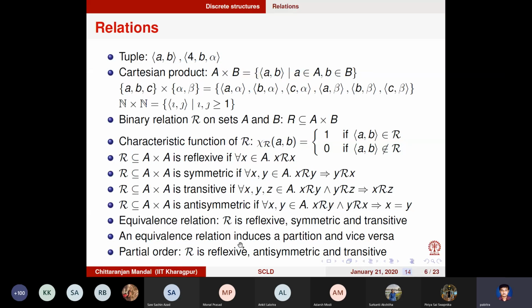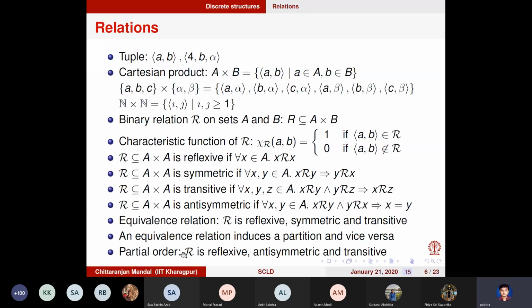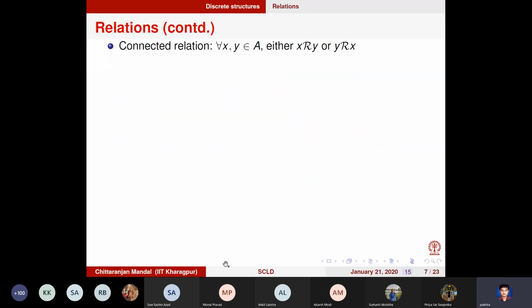But let's talk about partial order. A partial order is a kind of relation which satisfies reflexive, transitive, and instead of symmetric, anti-symmetric. So if X is related to Y and Y is related to X, it implies X and Y are the same, X is equal to Y. So now we have defined a partial order. Now let us look at one more property of the relation. Let me just quickly mention one more thing about this partial order.